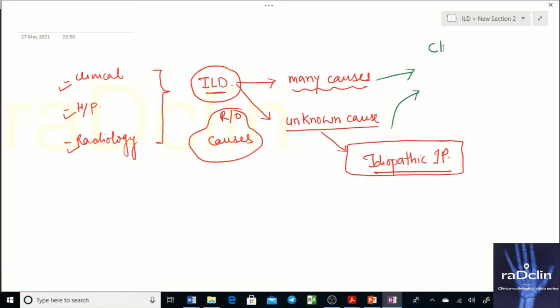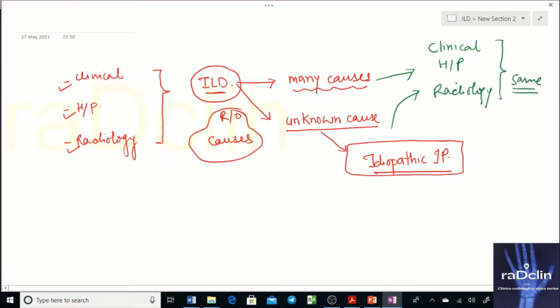The clinical, histopathological, and radiological findings are gonna be same, or there might be few variations or few findings that favor a particular cause. That may be there, but typically they are same. So if you encounter a picture on HRCT, on histopathology, or on clinical, you diagnose it to be an ILD.